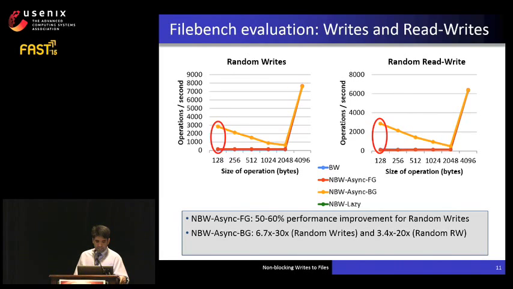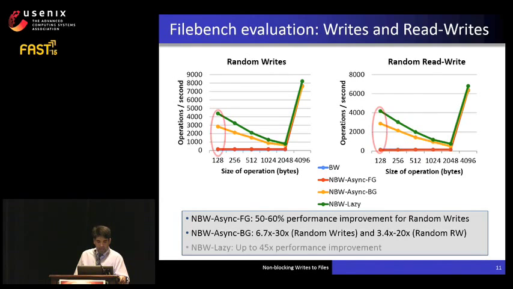We can see that the asynchronous background mode yields 30x performance improvement for random writes and 20x performance improvement for random read writes for the lowest size of operation. And for the biggest size of operation before reaching the page size, we get 6x for random writes and 3x for random read writes. To further improve, non-blocking write lazy avoids issuing the fetches, and we get up to a 45x performance improvement.